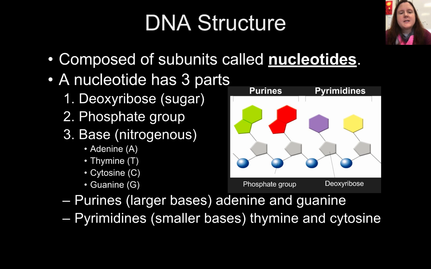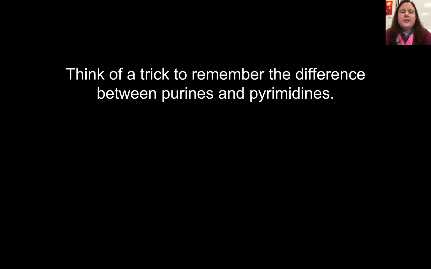Now there are 2 different types of bases, or 2 different types of nucleotides: the purines and the pyrimidines. The purines are the bigger ones, so here it's the green one and the red one. The pyrimidines are the smaller ones, purple and yellow. So adenine and guanine are purines, and thymine and cytosine are pyrimidines. Now, what I would like for you to do is think of a trick that will help you remember the difference between purines and pyrimidines.